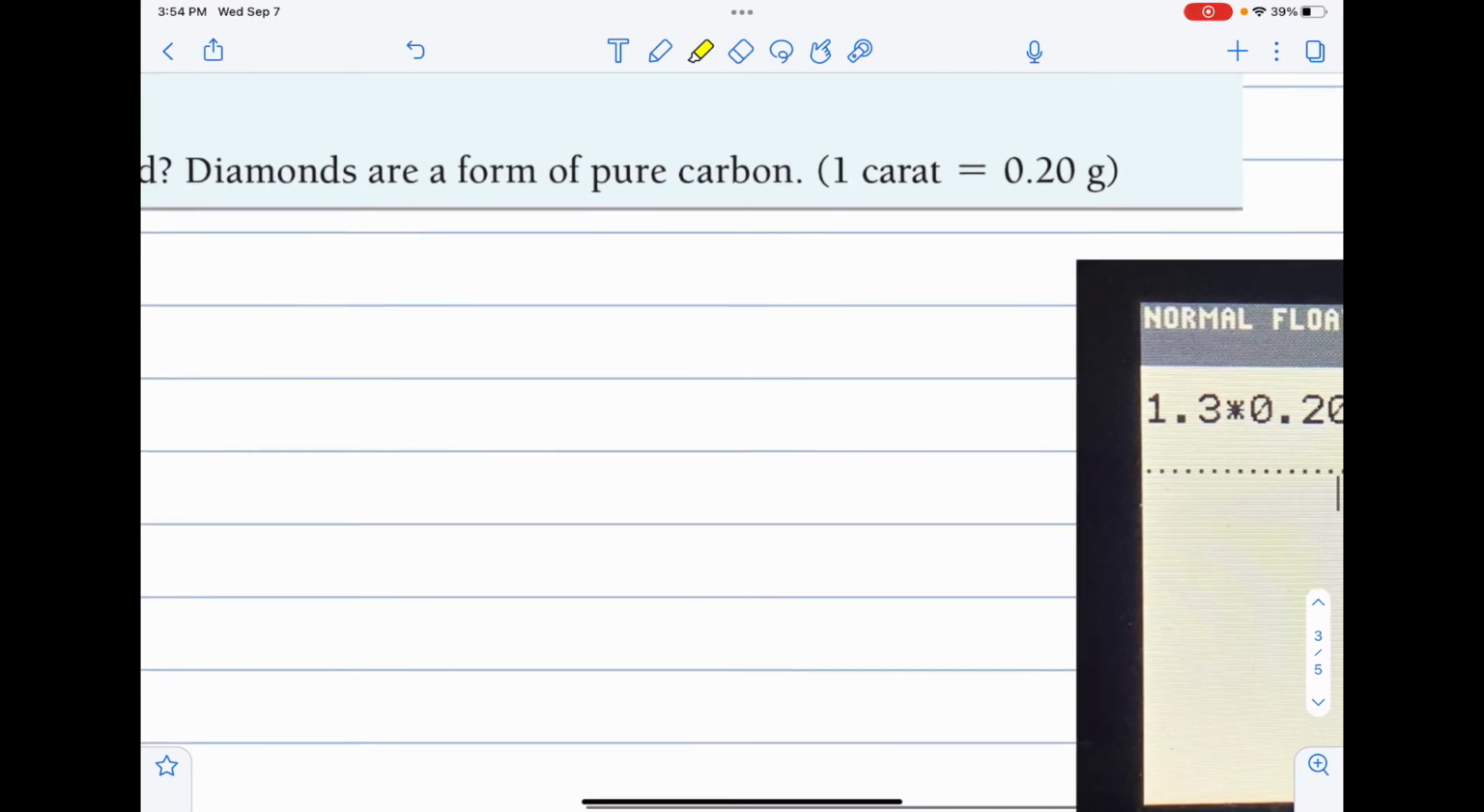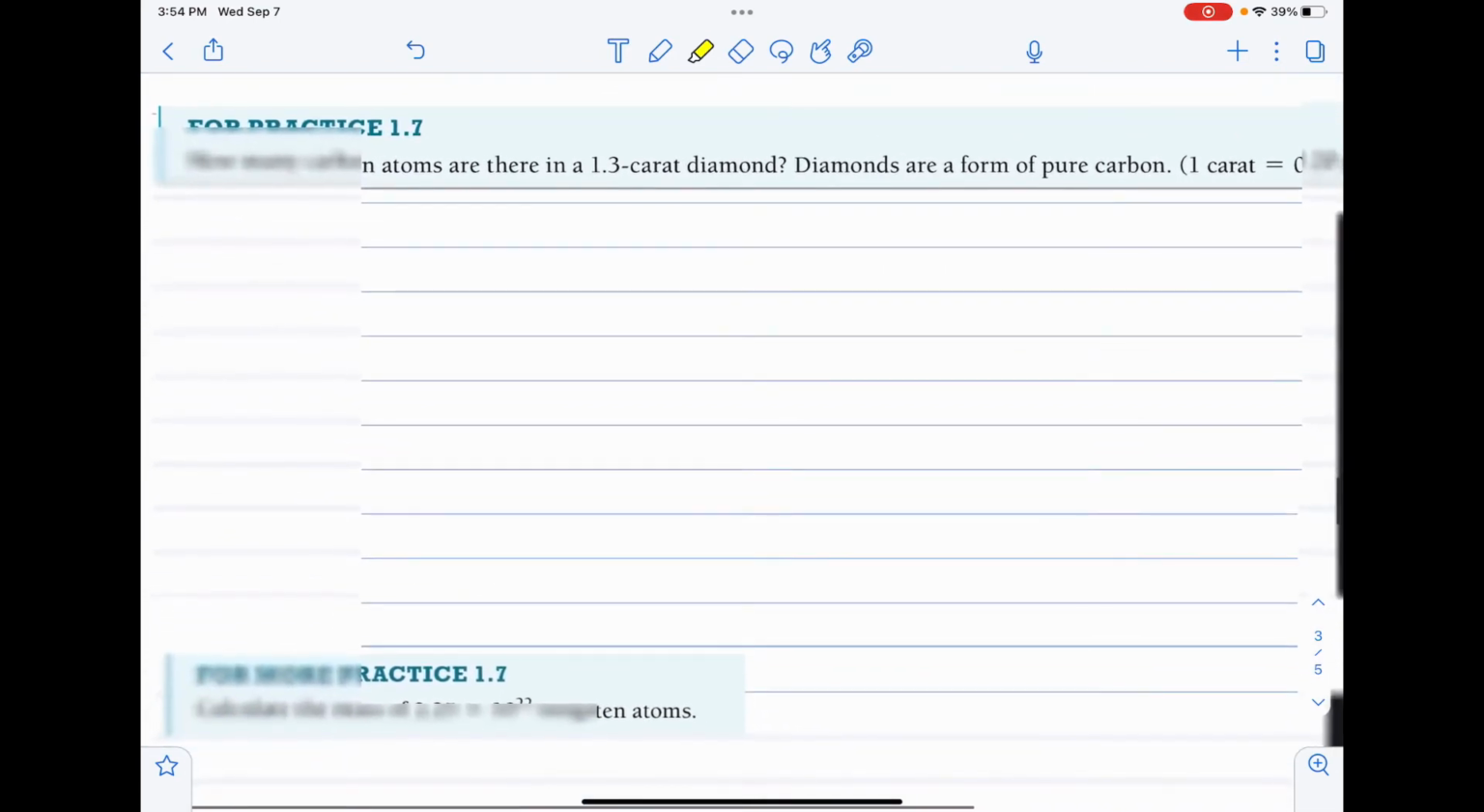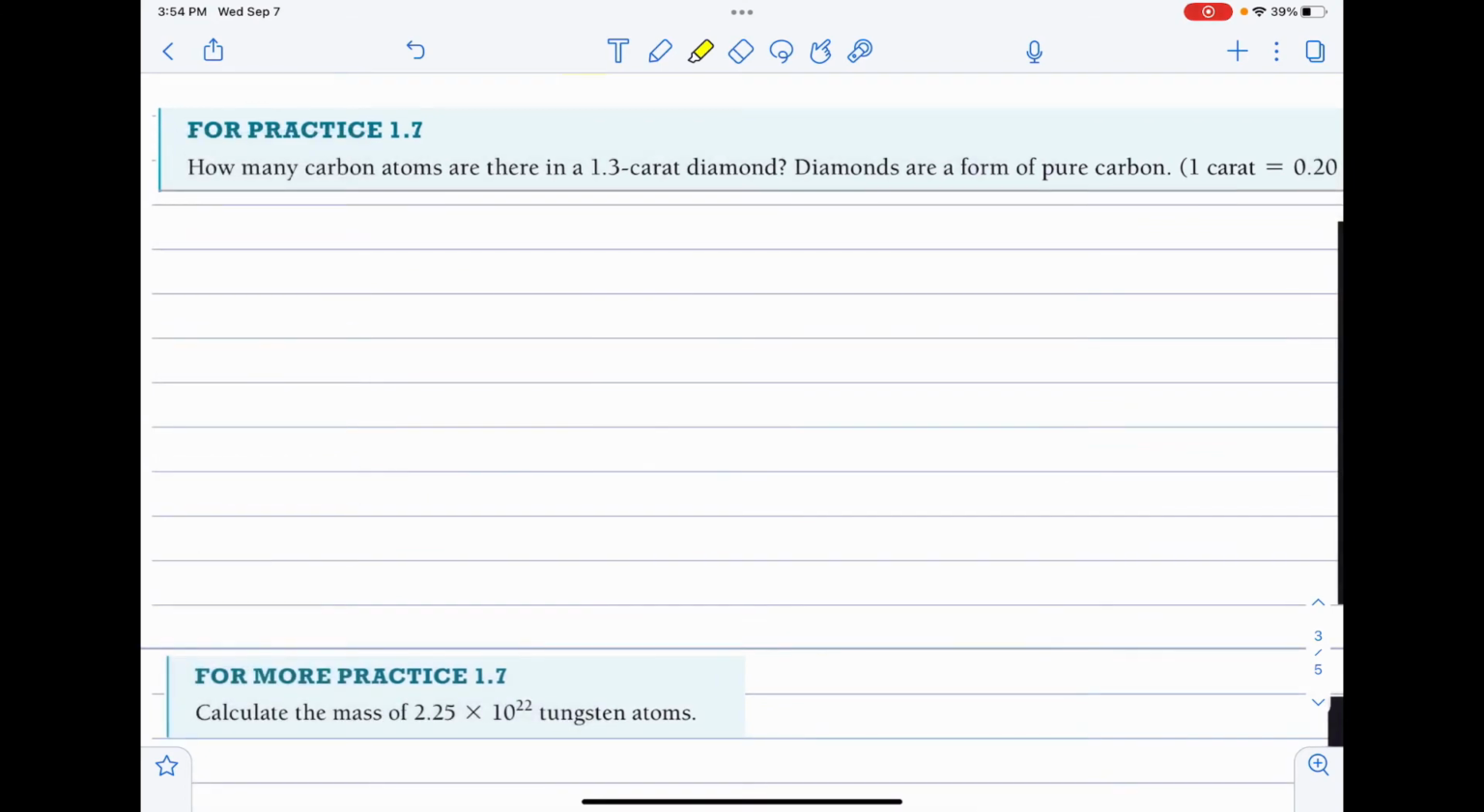1 carat equals 0.2 grams. Okay, wait a minute. We talked about grams and moles, and we talked about moles and particles. We didn't talk about carats. Luckily, they give us all the information that we need in this problem. So before we do anything else, let's convert out of carats and into grams so that we can be in a unit that we're familiar with.